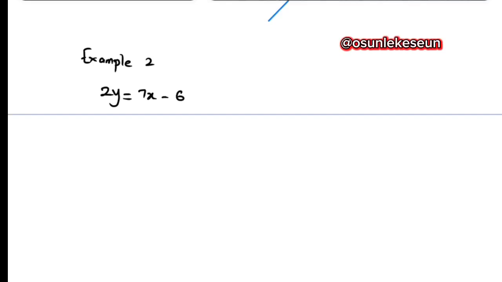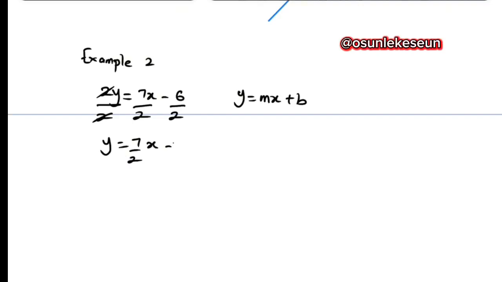In cases like this, first of all, we need to make it also to be in this form, y equals to mx plus b. And what we need to do is to make y subject of formula. That means dividing all through by 2, because that's the coefficient of y in this case. And so when we do that now, we're going to have 2 divided by 2, and that's going to give us y equals to 7 over 2x minus 3.